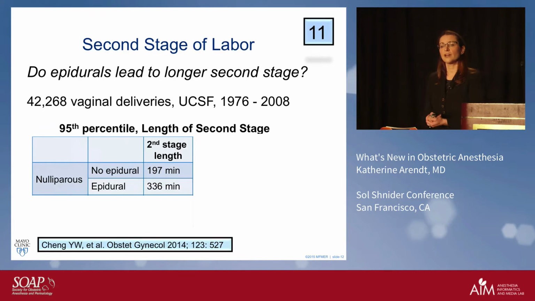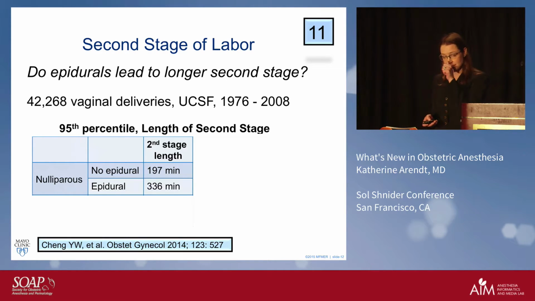Well, this came right out of UCSF. It was arguably one of the most controversial articles of 2014. These authors took 42,000 vaginal deliveries that occurred here between 1976 and 2008. And besides reporting the mean and the median percentile of length of second stage, they also reported the 95th percentile of the length of second stage.